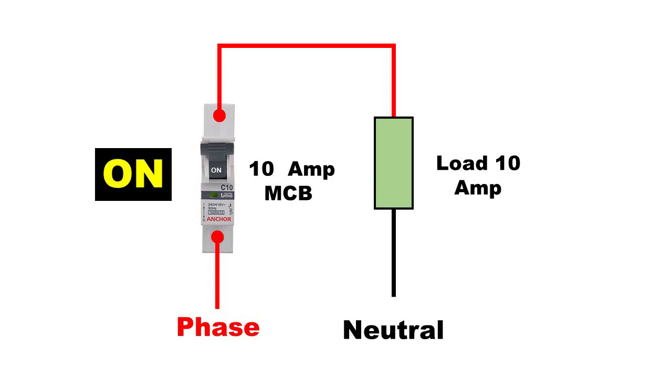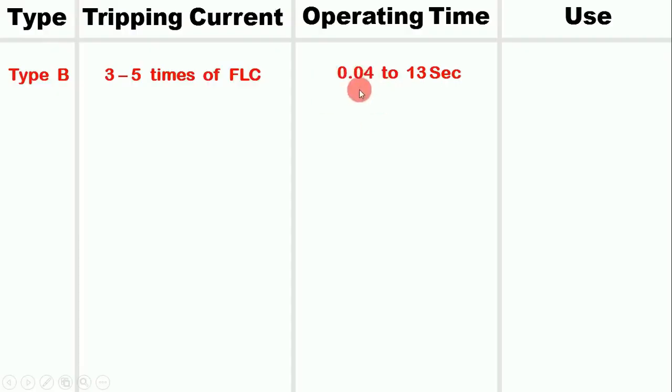Now this current which goes high, after how much time will it trip the MCB? This depends on operating time. Here the B type MCB you have, from 0.04 to 13 seconds it will trip the MCB. This means if you have a 10 ampere B type MCB and 30 ampere current started flowing through it, then the MCB will trip by taking 0.04 to 13 seconds. It means minimum 0.04 seconds or maximum 13 seconds it may take to trip the MCB.